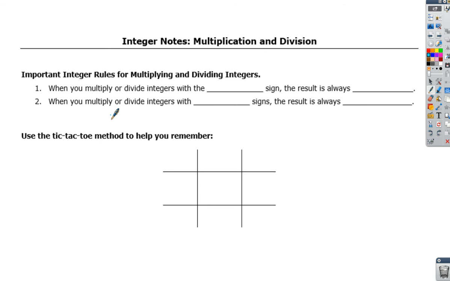Okay, so now we're going to learn about multiplication and division using integers. So here are some important rules for multiplying and dividing integers. It says when you multiply or divide integers with the same sign, the result will always be positive. When you multiply or divide integers with different signs, the results will always be negative.